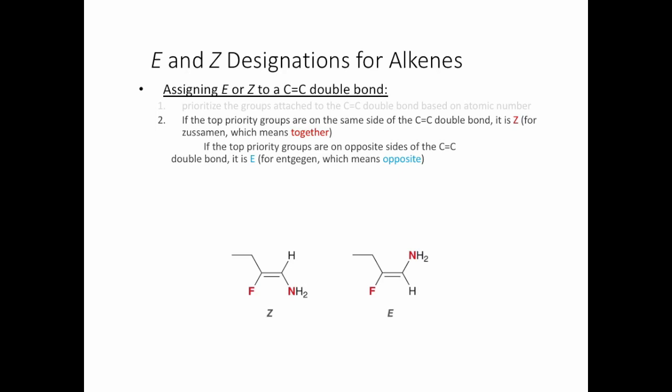If the high priority groups are on the same side of the double bond, it is Z. And if the high priority groups are on the opposite side, it is E. So here, this was the high, and this was the high. So this would be E. And here, the high groups were on the same side, so this would be Z. And I like to remember this as Z for the same side.